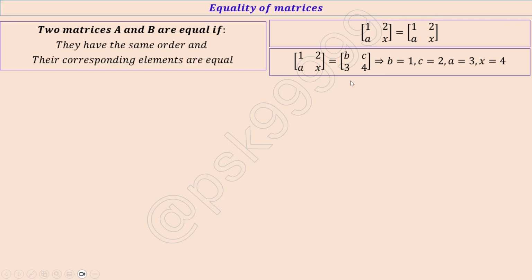So we use this relation to find out the variable values. Suppose [1 2; a x] is equal to [b c; 3 4]. Then the variables a, x, b and c can be found: b is equal to 1 because these two matrices are equal, c is equal to 2, a is equal to 3, x is equal to 4. So this is where you can use your variables and find out the values of variable elements.